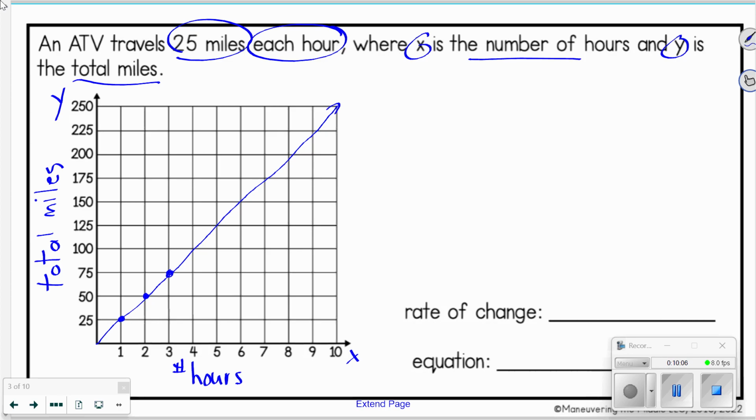What is my rate of change? 25. Okay, and hopefully you guys showed it, so it's 25 over 1, which equals 25. What is my equation? y equals 25x. Awesome. Anybody struggling on any of that? Okay, good. Glad you guys are all tracking on this.